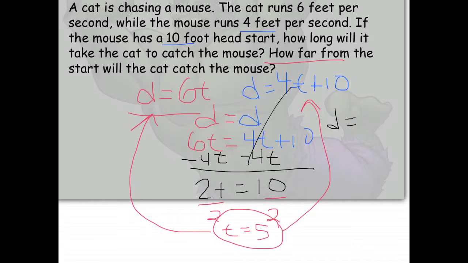So we have d is equal to 6, but we know what t is, so we're not going to put t in there. We're going to put what t equals. In this case, t equals 5. So the distance is going to be 6 times 5, which equals 30. So the cat will catch the mouse in 5 seconds, 30 feet away from where they started.